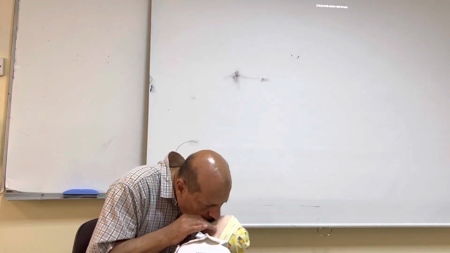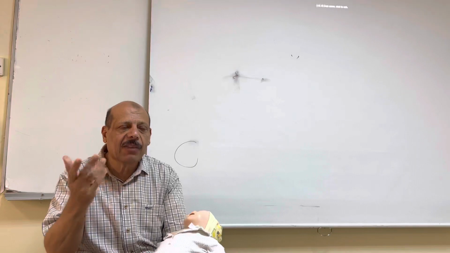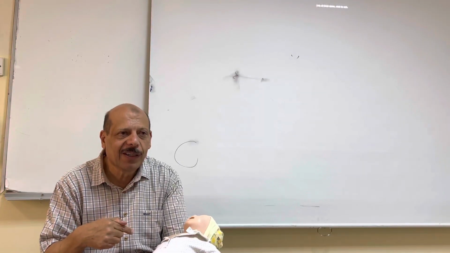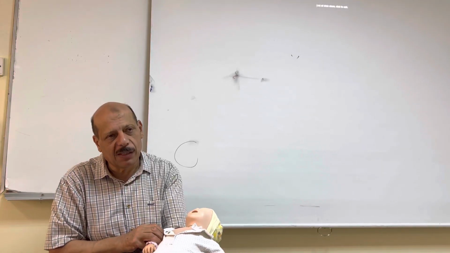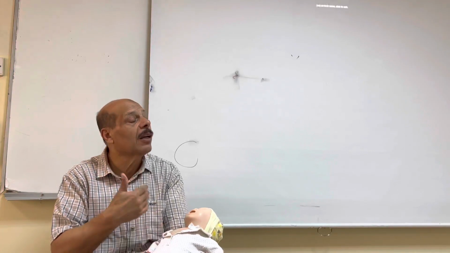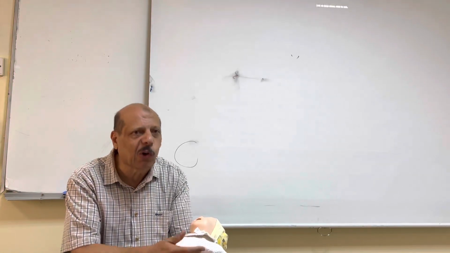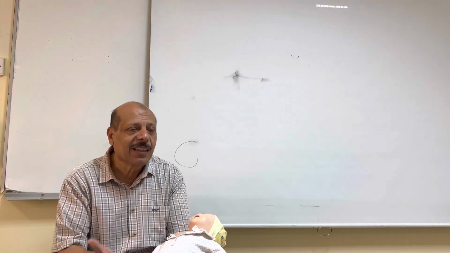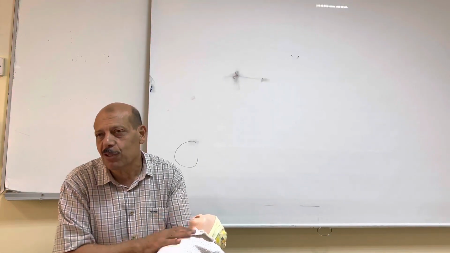Now, 5 cycles. After the 5 cycles, what do I have to do? Check again for breathing and check for pulse. If the pulse is there, or if before that the child starts to cry or to move, this is a sign of life. So in this case, I have to stop.